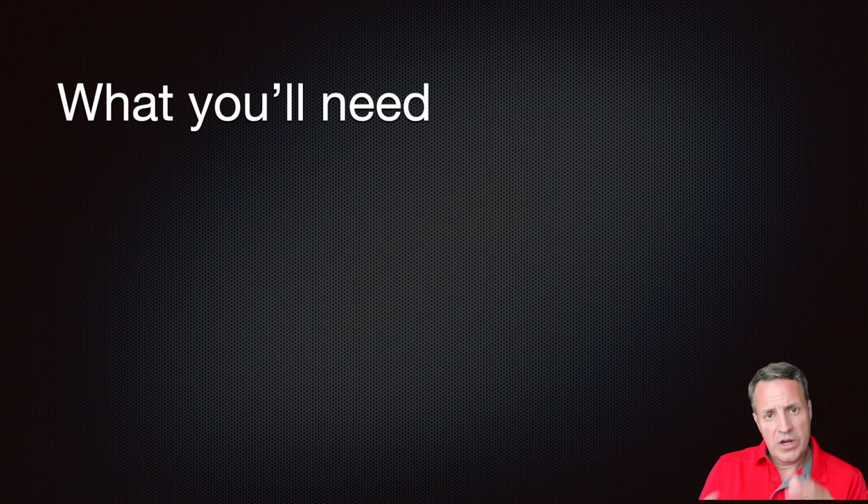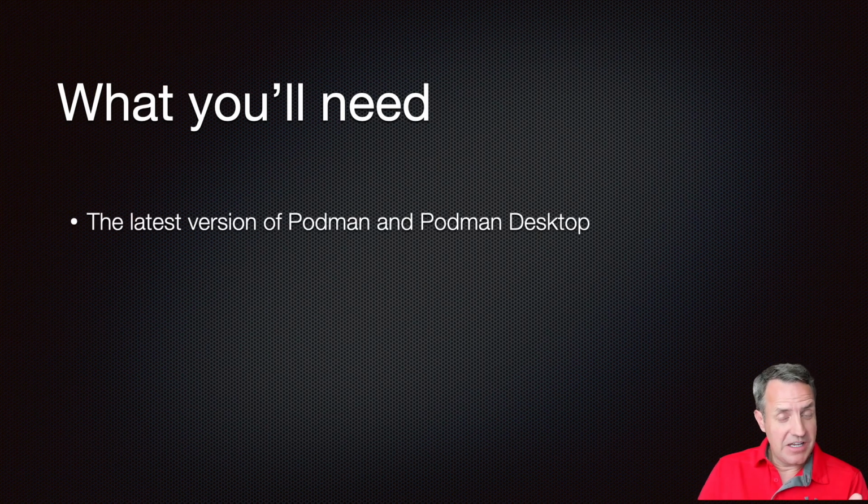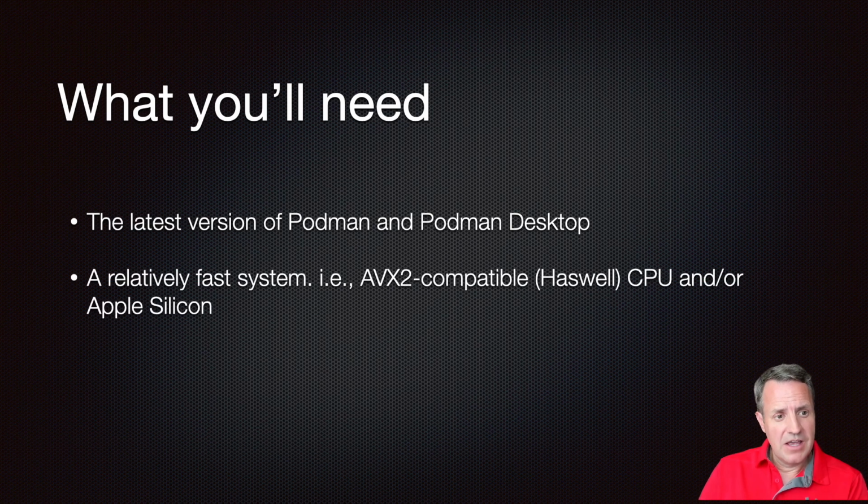But here's what you'll need to get started trying out these AI models today. Again, you only need Podman and Podman Desktop, which is great. Both are open source and will be forever. And a relatively fast system. I would recommend something that's maybe only 4 or 5 years old, but you need some kind of Intel Haswell processor, CPU, or Apple Silicon, that kind of thing.